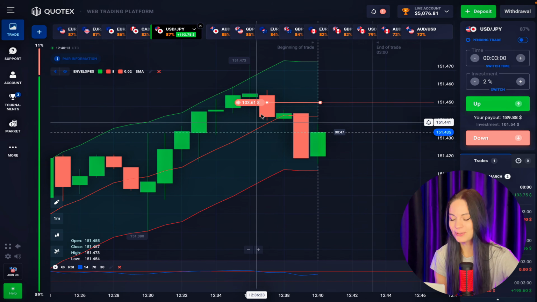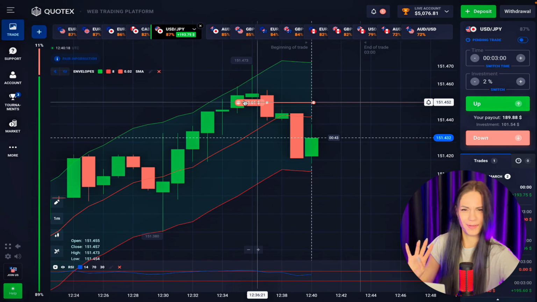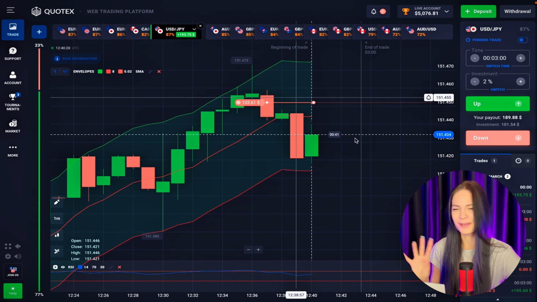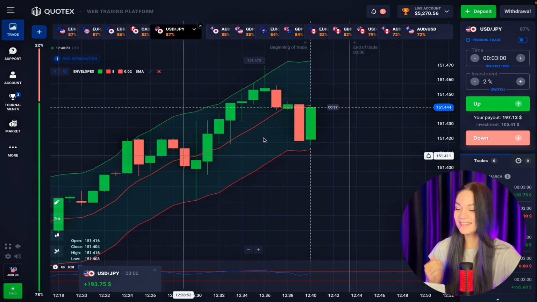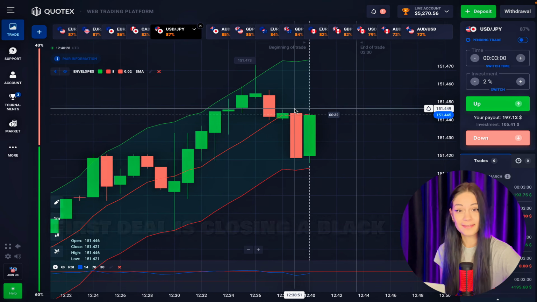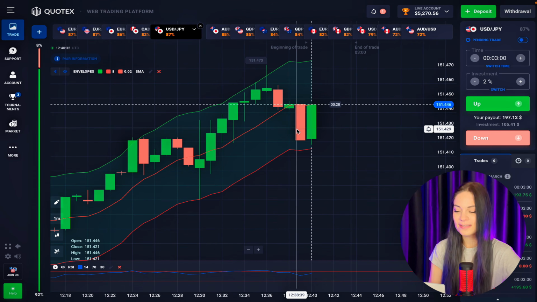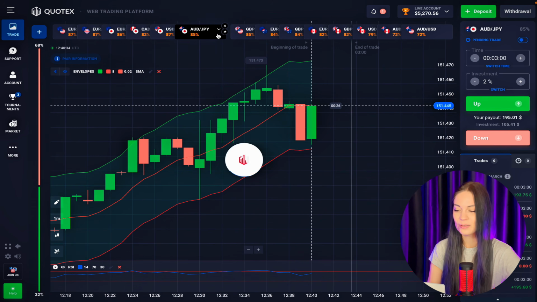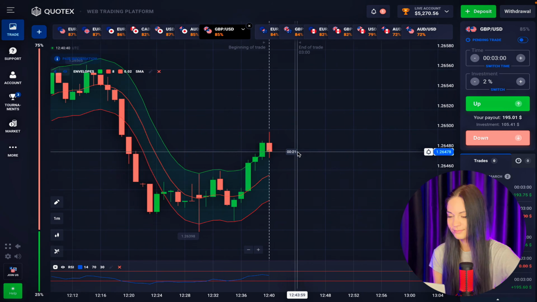Okay, so why are you not closing? It's supposed to be closed, but it's not showing the animation of closing. Finally, thank you. And the first deal is actually closed in black. You know, good start, a great start, because as you can see, the price went down as we prognosed it. So let's move on to deal number 2.